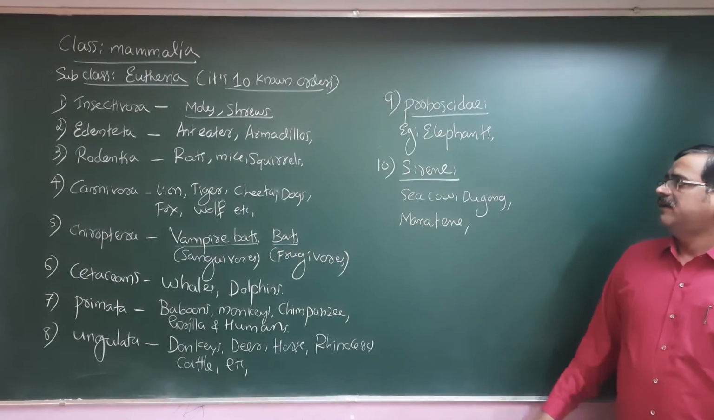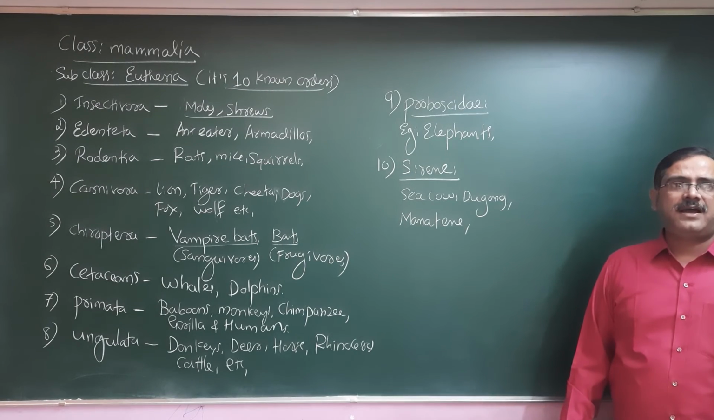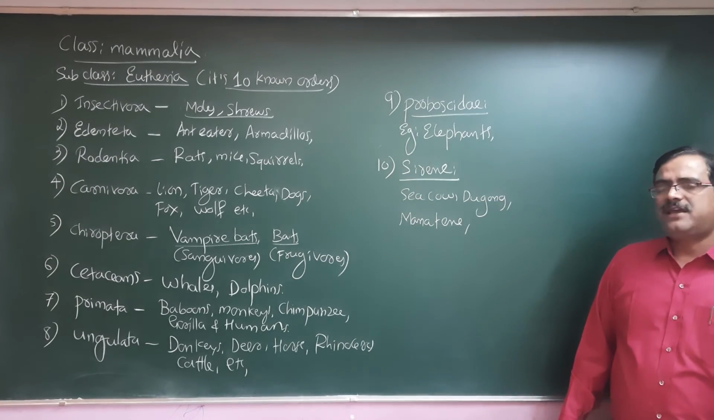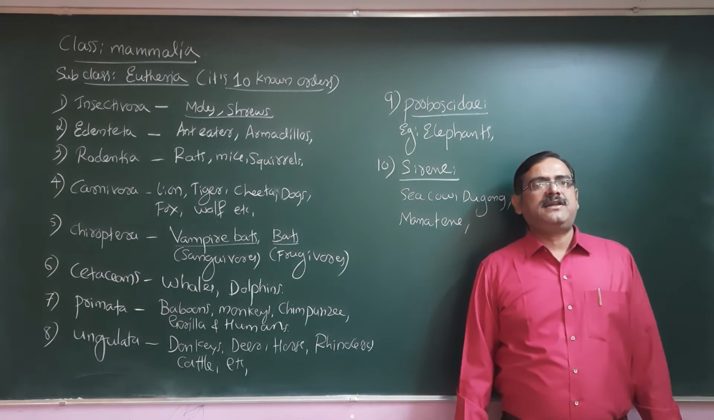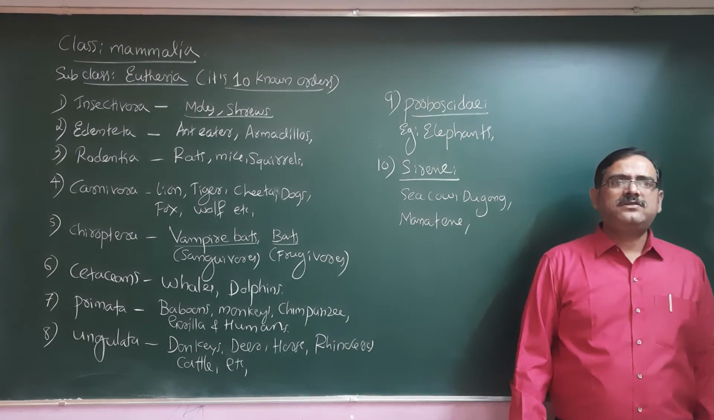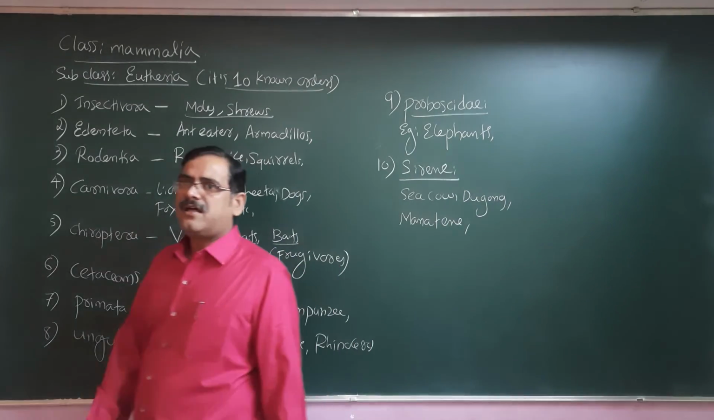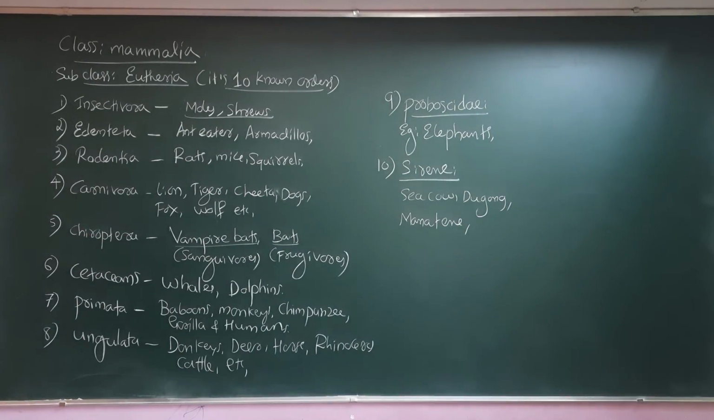Asian elephant. Sirenia, the sea cow, dugong and manatee, are mainly aquatic mammals, and they keep on eating mainly aquatic plants such as algae, and they are herbivores. So this is all about the 10 important orders that come under subclass Eutheria, what we have discussed here.